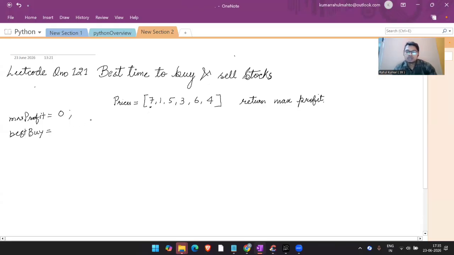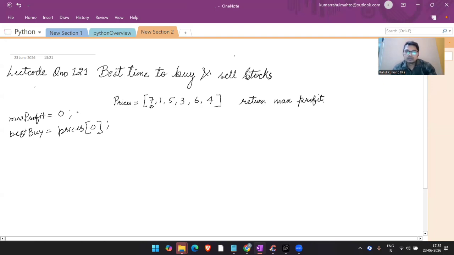I don't know yet, so that's why I will iterate from here. It will keep changing. Now, I'm already standing here. I already bought this particular stock with price 1. So I'm going to dry run here and write a pseudocode.